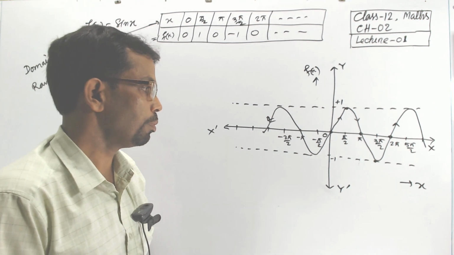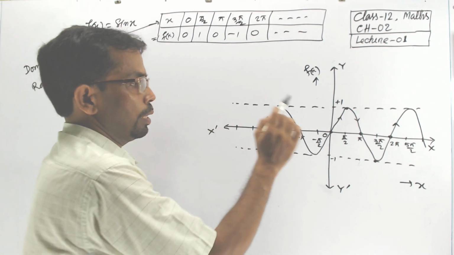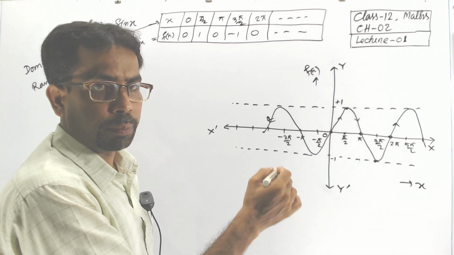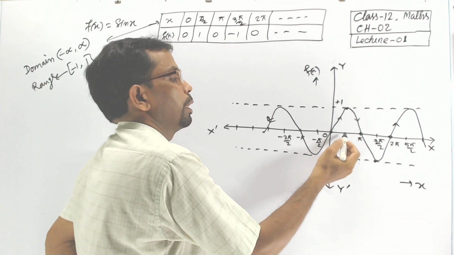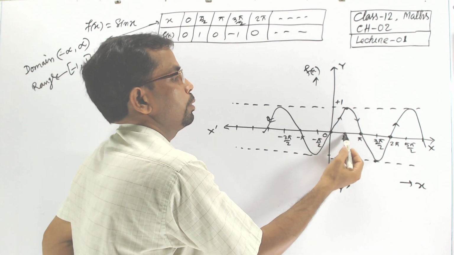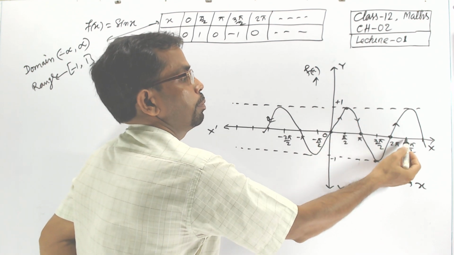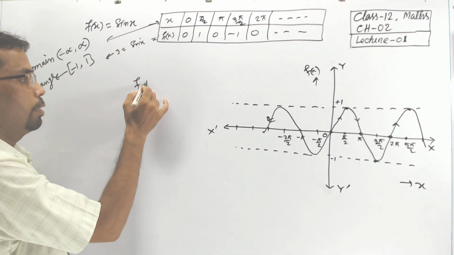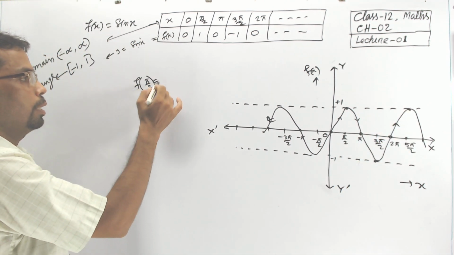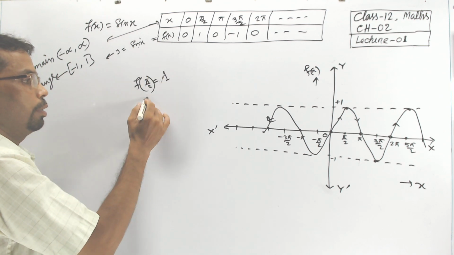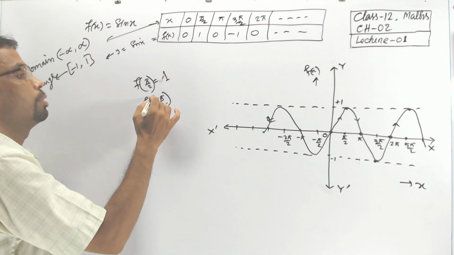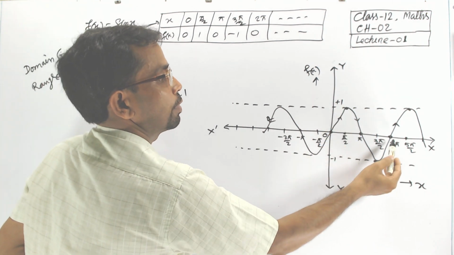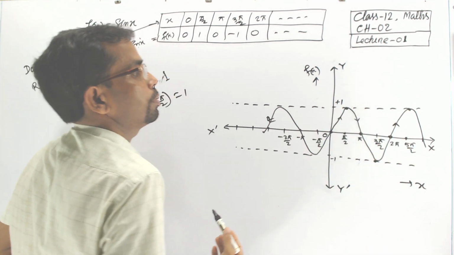Now we can very clearly see, I'll take some particular points for explaining. I'll take this pi by 2: at pi by 2 the f(x) value is 1, and at 5 pi by 2 also the f(x) value is 1. That means f of pi by 2 is equal to 1, and f of 5 pi by 2 is also equal to 1. You see, at pi by 2 it is going to the maximum, that means the value is 1, and at 5 pi by 2 also it is going to the maximum, value is 1.